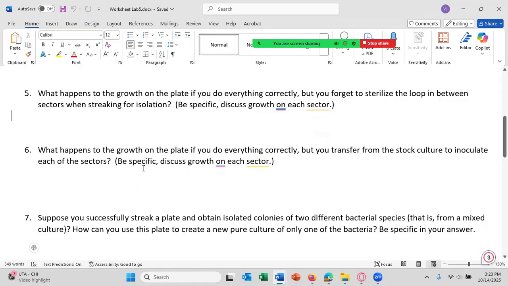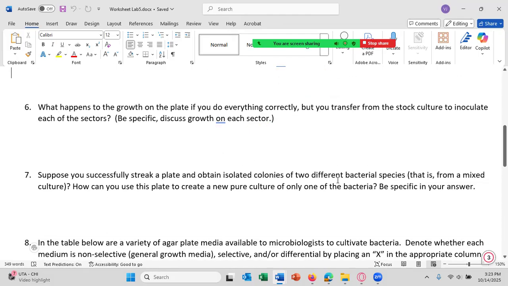And note in both 5 and 6, you're doing everything correctly except on 5, you're not sterilizing the loop in between sectors, meaning in between sectors 1 and 2. So you're sterilizing the loop before sector 1. And then 6, what happens to the growth on the plate if you do everything correctly, but you're obtaining cells from the stock culture to inoculate each of the sectors. So obviously on 6, you are sterilizing the loop in between sectors.